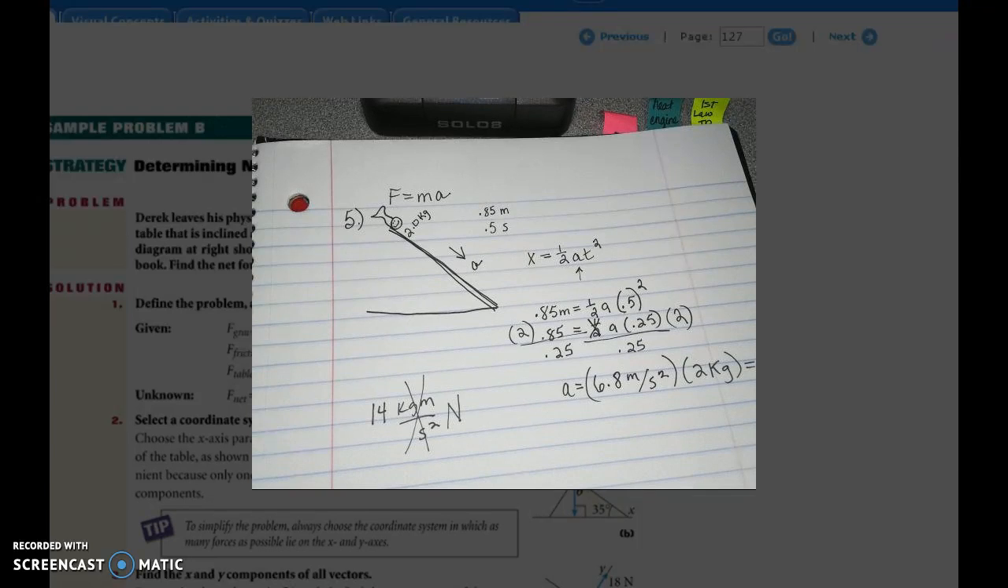All right, so those are some practice problems from today's lesson on determining net force and Newton's second law.